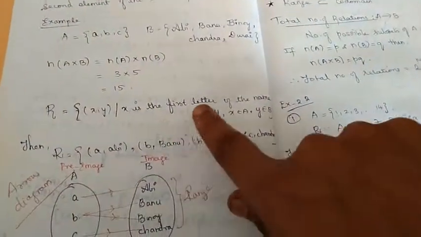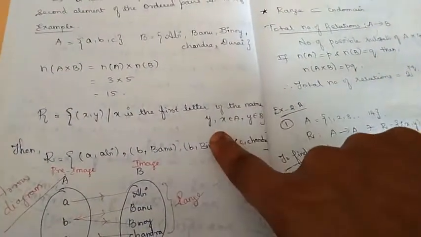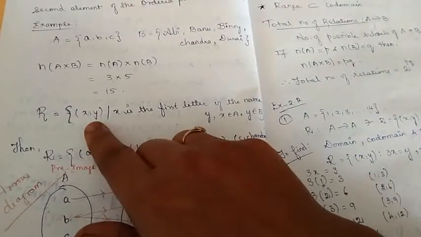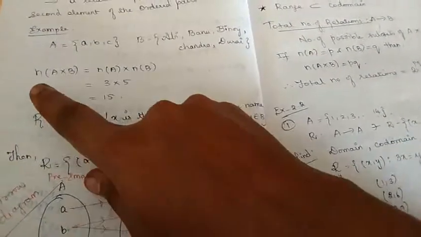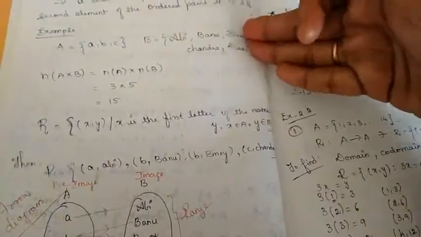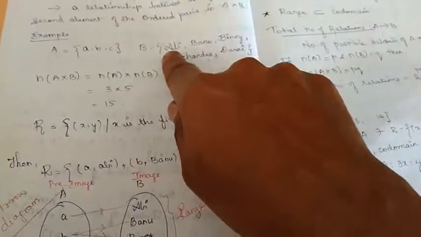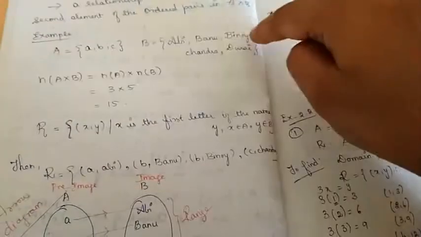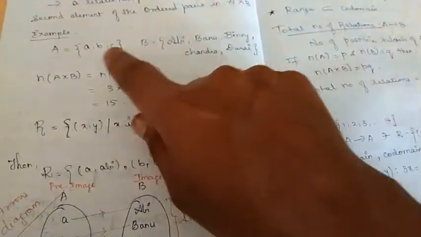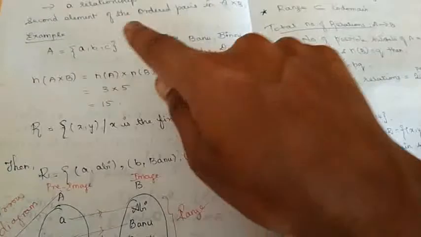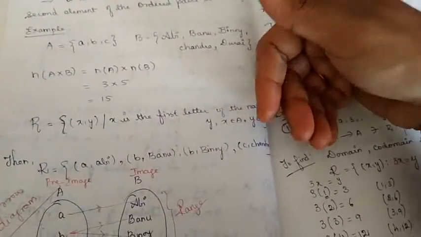So x is the first letter of the name y. If we find the ordered pairs, what are all the things we will have? A comma Abhi, A comma Banu, A comma Binay, A comma Chandra, A comma Durai. Then B comma Abhi, B comma Banu. Likewise, we will have all the ordered pairs.